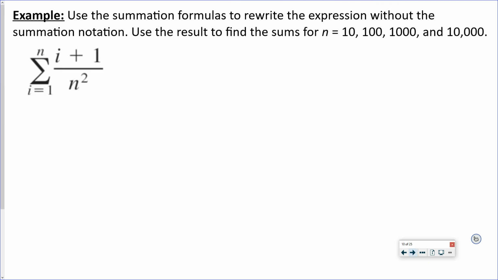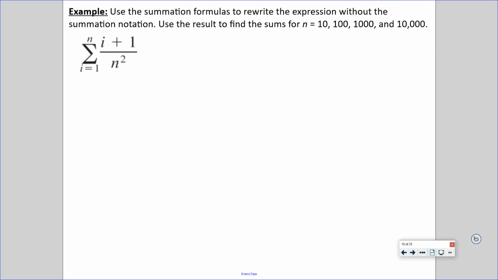Okay, let's just do it. Let's just get after it. All right, so it says, use the summation formula to rewrite the expression without the summation notation, so without sigma, aka we're going to use our shortcut formulas. Use the results to find the sums for when n is 10, 100, 1,000, and 10,000.